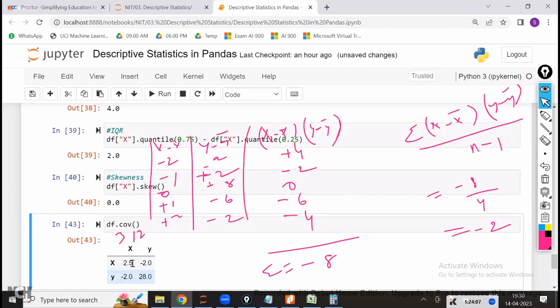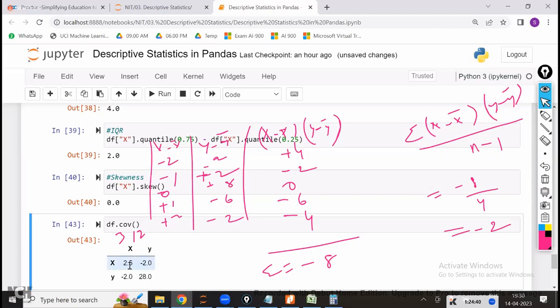Then what is this one? It is showing 2.5. What is 2.5? Covariance of X comma X is nothing but variance of X. This is covariance of Y comma Y, which is nothing but variance of Y. This is the variance of X value. This is the variance of Y value. These two are covariance of X and Y values. You are getting a matrix as the output. Is that clear?